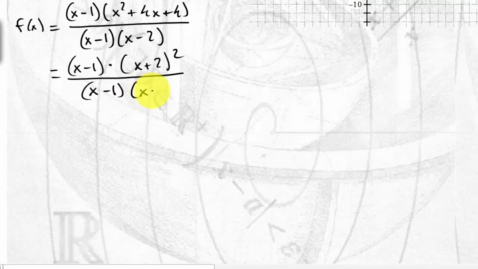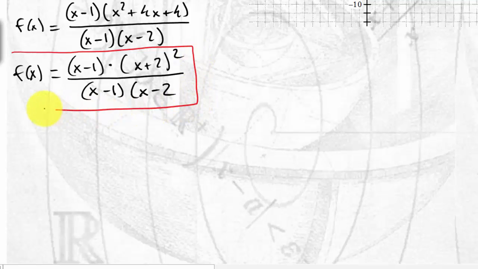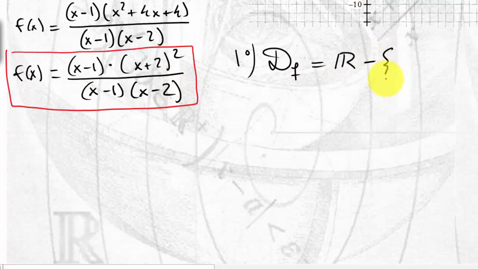So let me finish factoring it. So we have x minus 1 times x plus 2 squared, right? This is a square right here, over x minus 1 times x minus 2. Again, it is essential that you do not simplify this rational function right here. So now let's look at domain. The domain of f, well, that's easy. It's everything that doesn't make the denominator equal to 0, so all real numbers except 1 and 2. And this is why you cannot simplify it, because you would have eliminated 1 and you wouldn't know that 1 is not in the domain.